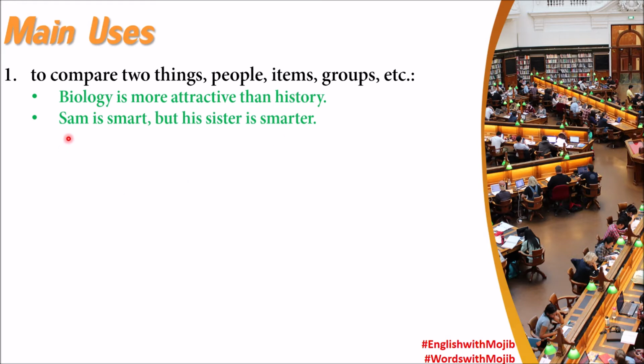Next one, Sam is smart, but his sister is smarter. We are comparing two people, Sam and his sister. His sister is smarter than Sam.